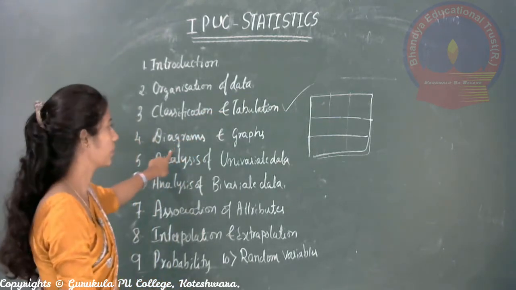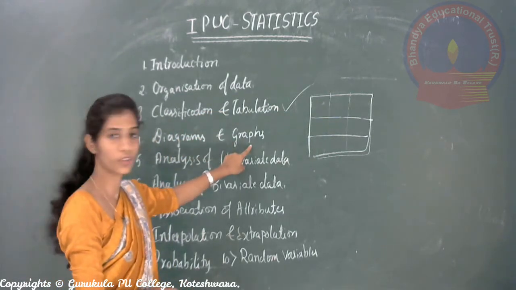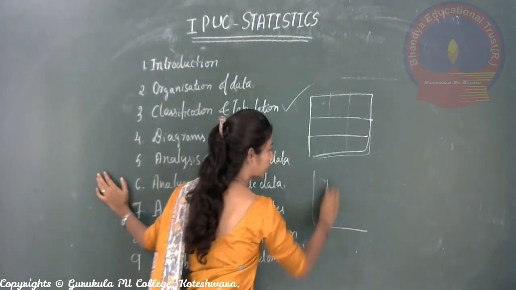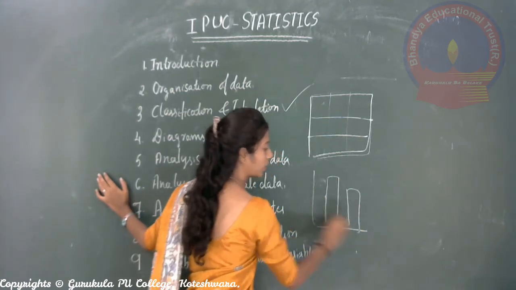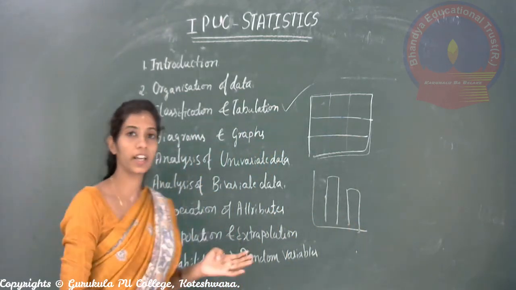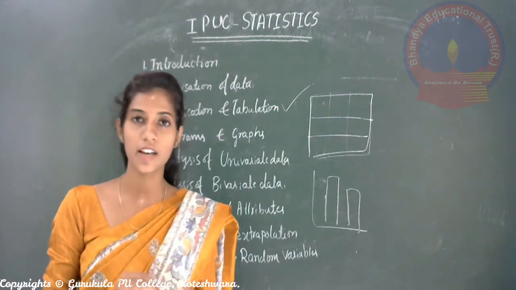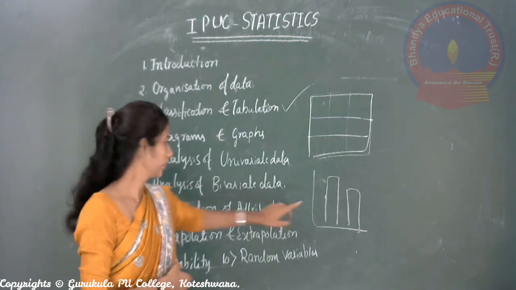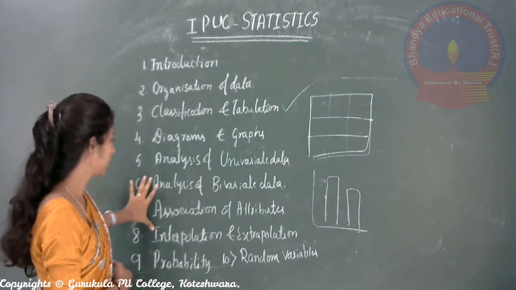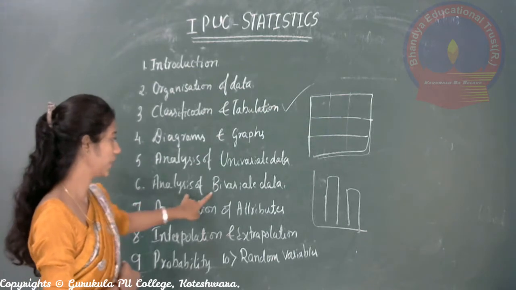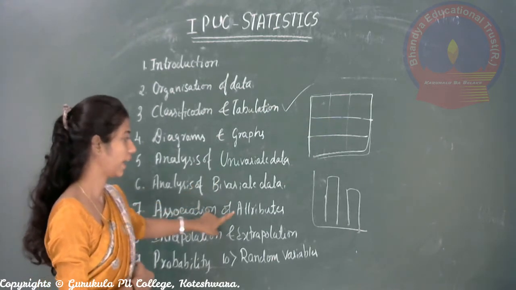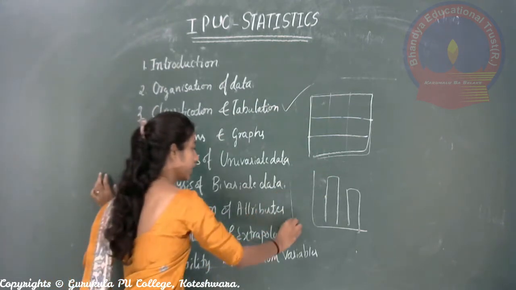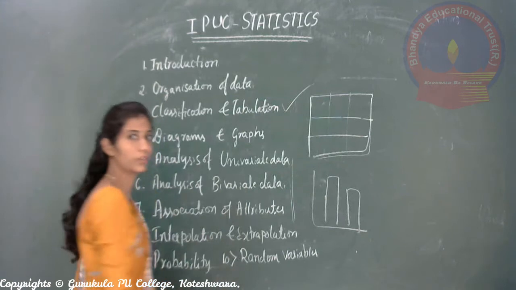Next one is diagrams and graphs. This is also a familiar one. You consider the simple bar diagram and the multiple bar diagram. All these concepts of graphs came in 10th standard, but you are going to study them in detail. And the next ones are these 3 chapters: analysis of bivariate data, analysis of univariate data and attributes, and interpolation and extrapolation. These 3 concepts are new to you.